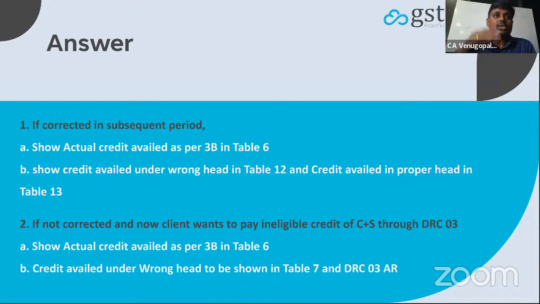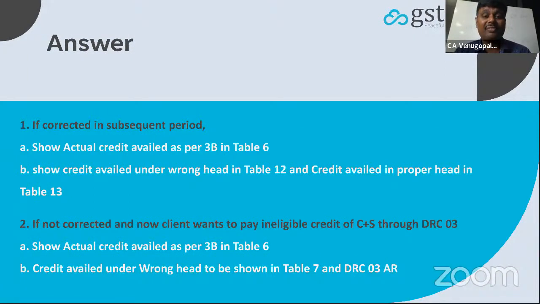The correct way is to show the actual credit that is availed in 3B, the wrong credit that you have reversed subsequently in Table 12, and the right credit that you have availed in Table 13. Now, let's say you did not do this, and you don't want to get into a risk and want to pay it off to the government. You will report whatever you have availed in 3B, which is already reported. The same thing you will report in table 6. Since you want to pay it off, you will report it in DRC-03, make the payment and report it in table 7.